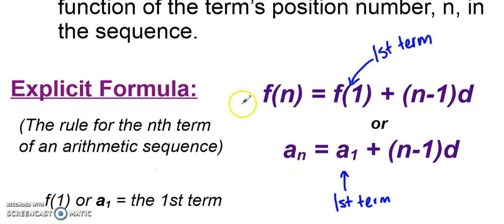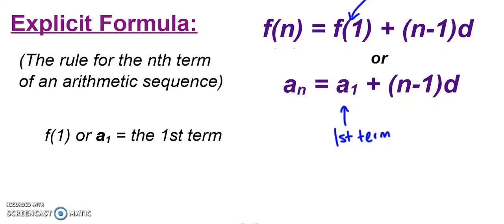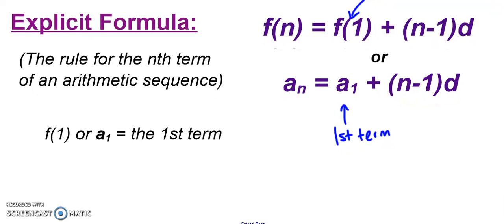Okay, so explicit formula. I could find any position that I want. So that's what we mean by this n. It could be 101. It could be 2. Any position I want. If I take the first term plus n minus 1 times my common difference. I'm going to show you on the next slide why it works out this way.